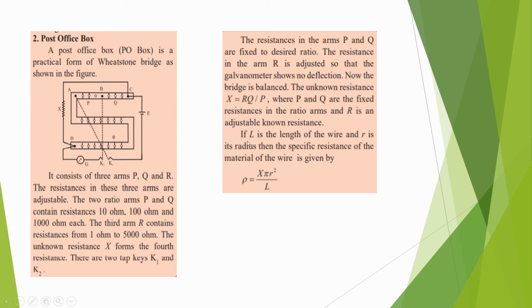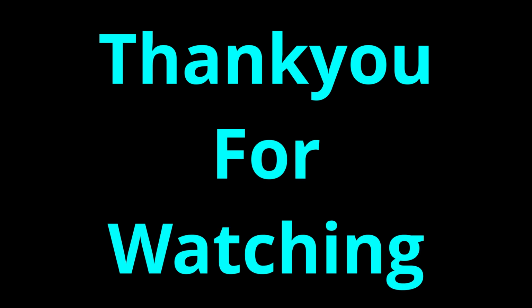Suppose L is the length of the wire and small r is its radius. What is the formula for the specific resistance of the metal of the wire? Rho equals X pi r square upon L. We know the value of r, we know the length L of the wire, and we have determined the unknown resistance X. By substituting all those values, we can measure the specific resistance. That is the total explanation for the meter bridge part. Thank you for watching this lecture.